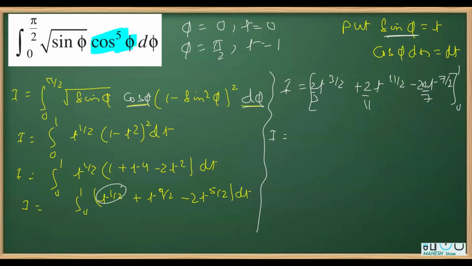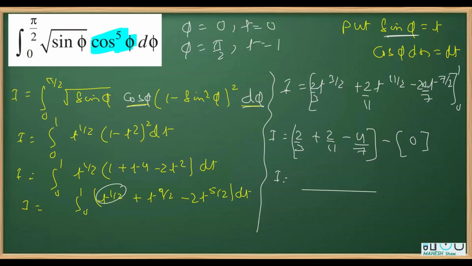So now I is equal to what? If I place the upper limit as 1, right? So as you know, if I replace t with 1, 1 raised to the power any number is 1. So what you get here is 2 by 3 plus 2 over 11 minus 4 over 7, right? And minus the lower limit, t raised to the power anything is 0, so it's 0 plus 0 plus 0, which is 0.